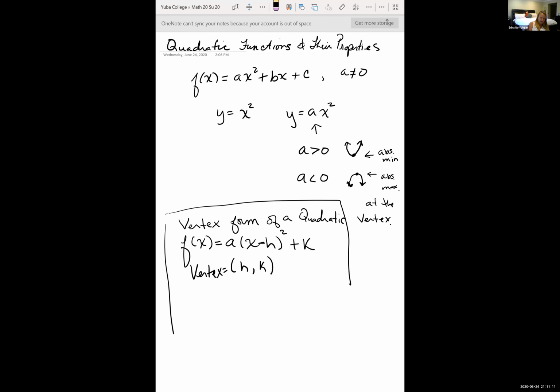Again, if a is less than 0, it faces down. If a is greater than 0, it faces up. They don't really talk too much about it, but if it faces down, and you'll learn more about this in calculus, this is called concave down. If your parabola is facing up, it's called concave up.